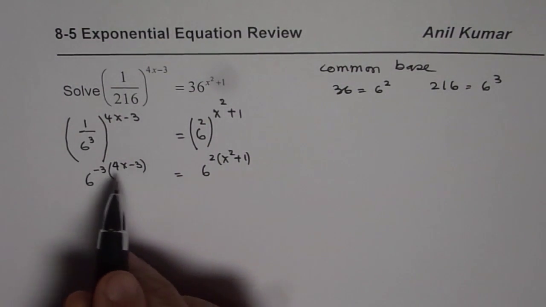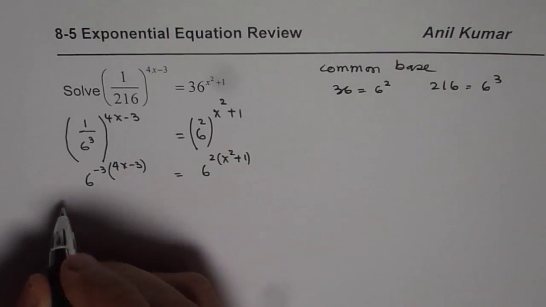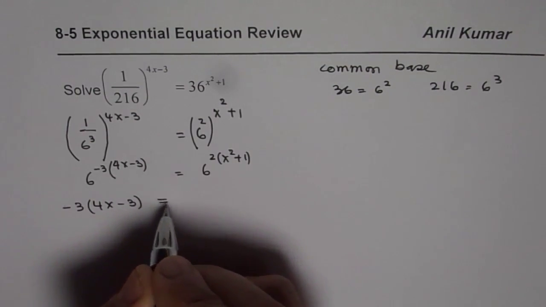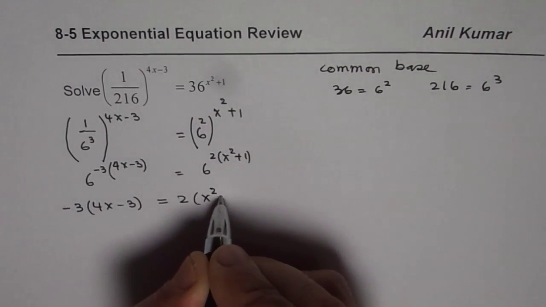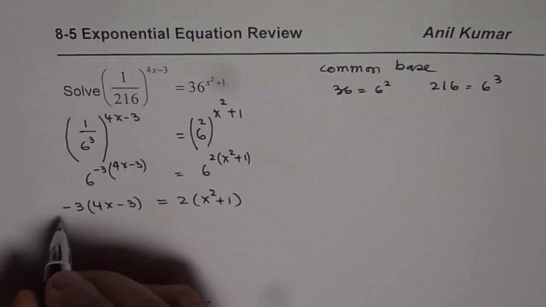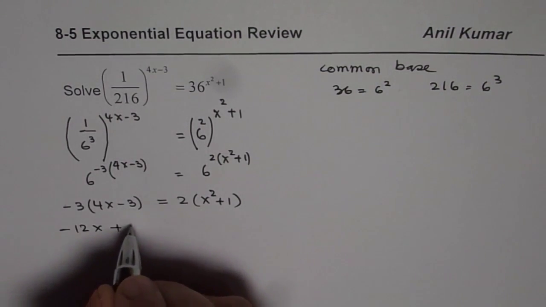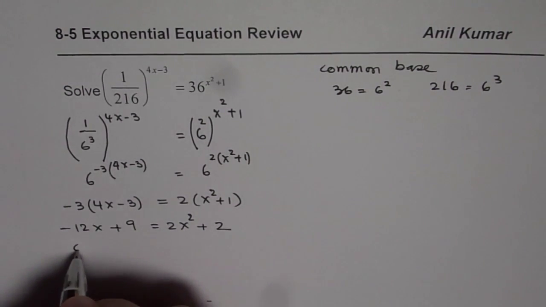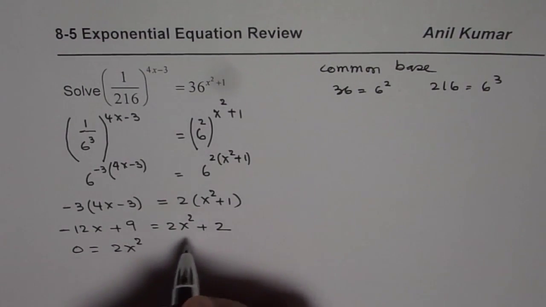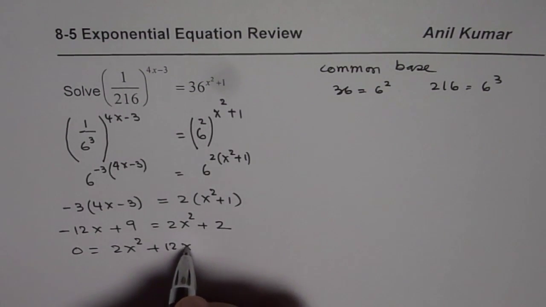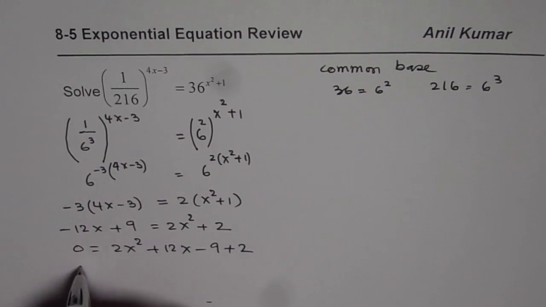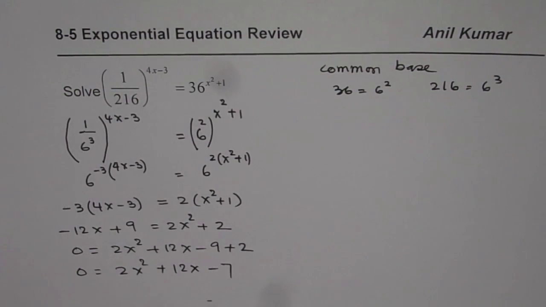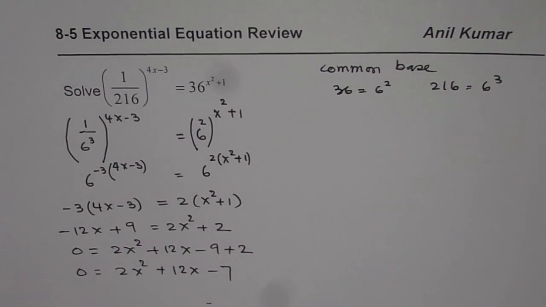Since the bases are common, we can equate their exponents. So we have minus 3 times 4x minus 3 equals 2 times x squared plus 1. Let's open the brackets: minus 12x plus 9 equals 2x squared plus 2. Bring terms together, so we get 0 equals 2x squared plus 12x minus 9 plus 2, or 0 equals 2x squared plus 12x minus 7. So that is the quadratic equation which we need to solve. Simple.